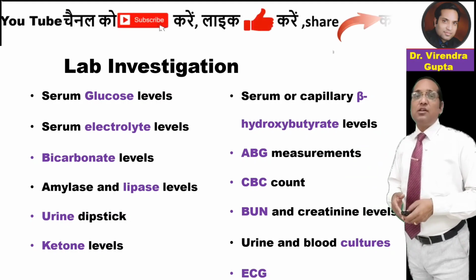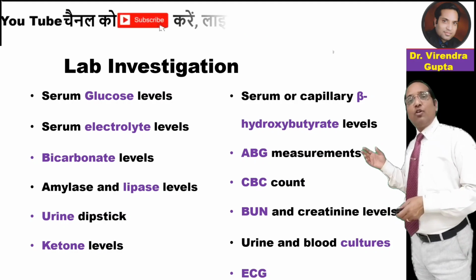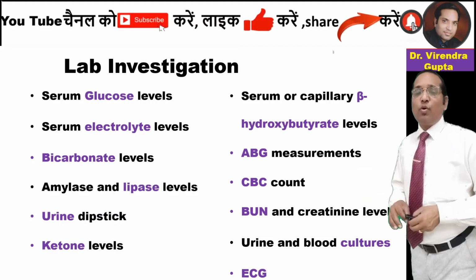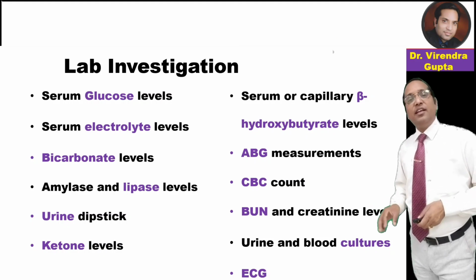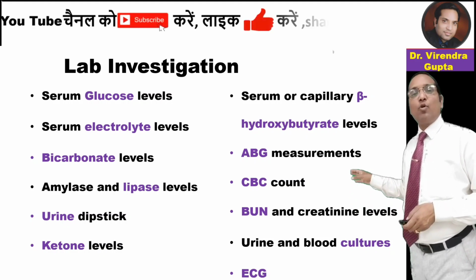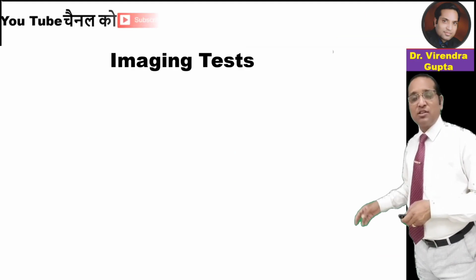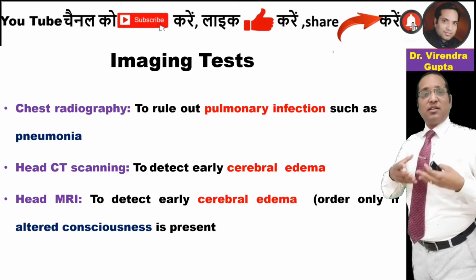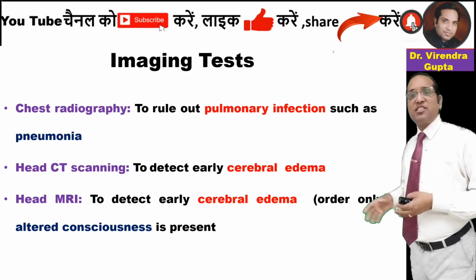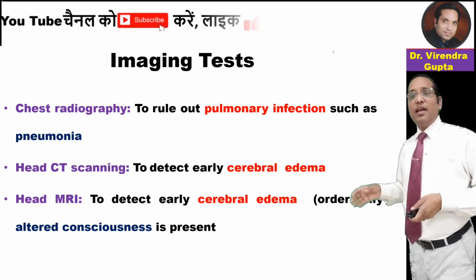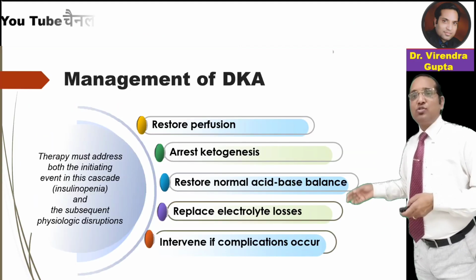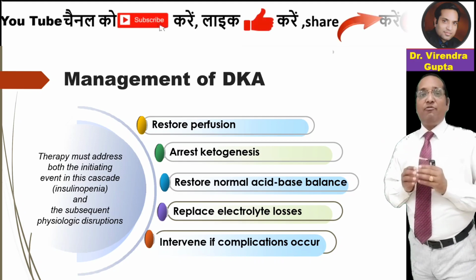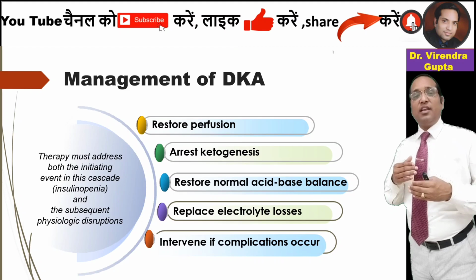CBC count is increased due to infection, or urea electrolyte imbalance may be found, and urine and blood culture may show organism in case of infection. ECG shows some changes due to hyperkalemia or other electrolyte imbalances. So guys, imaging can be required in case of infection. Chest radiography is required in case of pulmonary infection, and head CT or MRI is used to detect early cerebral edema.